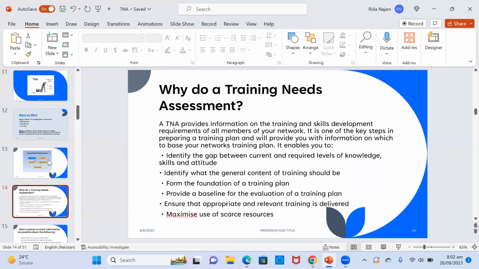Why do a training needs assessment? A TNA provides information on the training and skills development requirements of all members of your network. It is one of the key steps in preparing a training plan and provides you with information on which to base your network's training plan, and enables you to identify the gap between the current and required levels of knowledge, skills, and attitude, identify what the general content of training should be, form the foundation of a training plan, provide a baseline for the evaluation of a training plan, ensure that appropriate and relevant training is delivered, and maximize use of scarce resources.